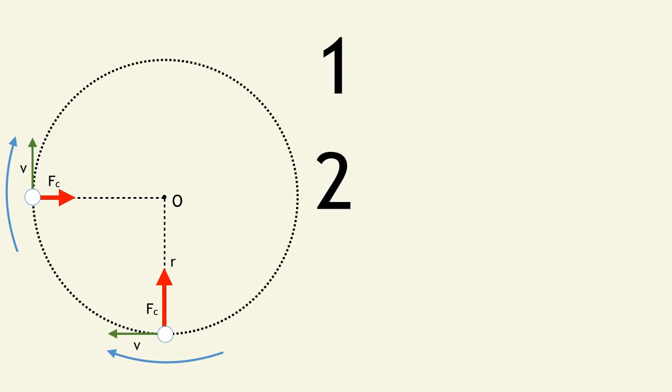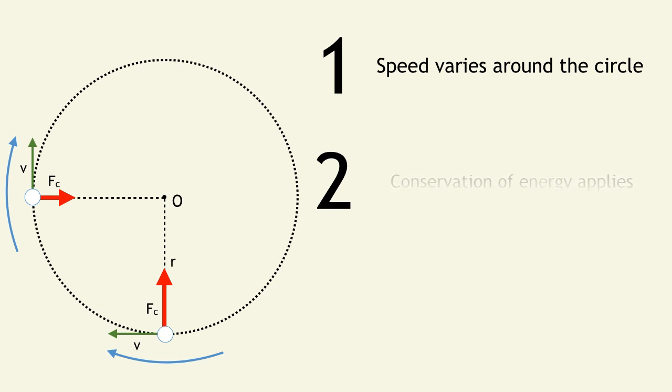So let's look at some key points to sum up this video. One is that the speed varies around the circle. Why? Because the centripetal force varies around the circle. But the centripetal force will always act perpendicular to the direction of the velocity, so therefore there will be no work done in the direction of the velocity. So therefore the conservation of energy applies, and you can solve every single question based on the conservation of total mechanical energy.